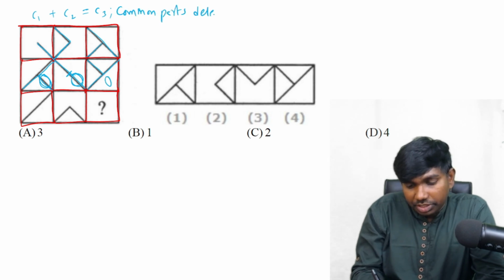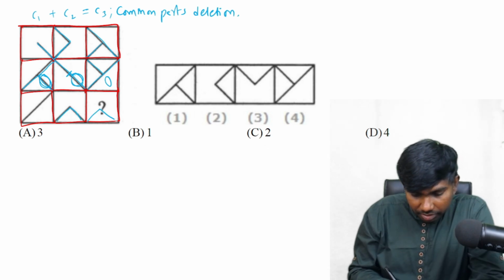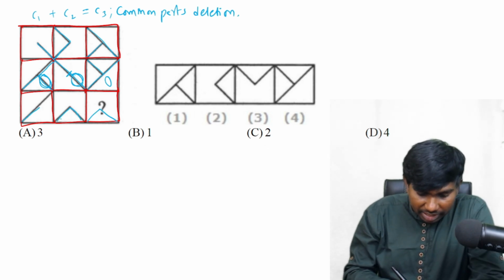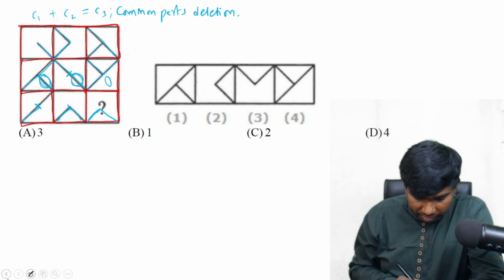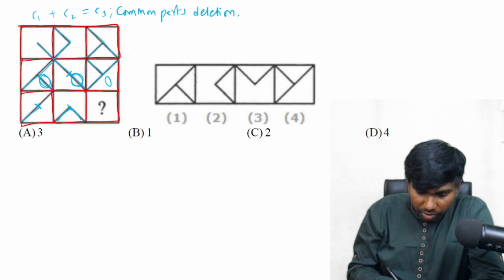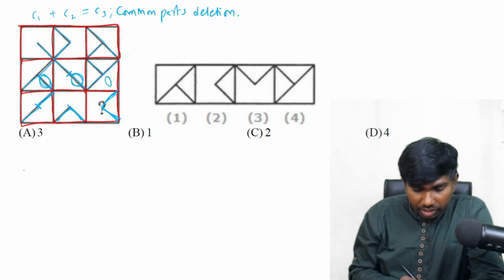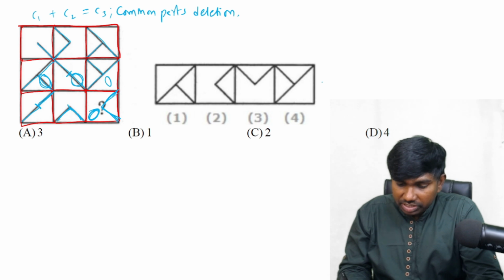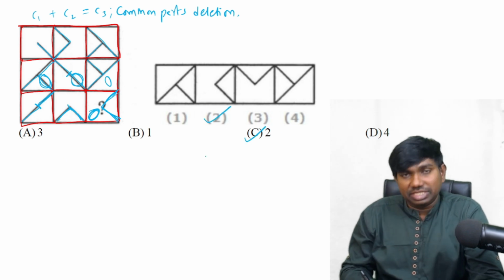Common parts deletion, right? Apply the same thing here. This part I'm taking here, and this part are common. That means this part must not be there in our answer figure. So only this line will exist, along with this line, because this part is common in both figures. So which figure is having this one? Figure 2. Figure 2 is there in which option? Option C is the answer.